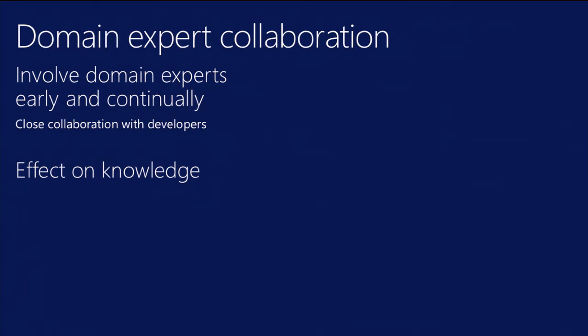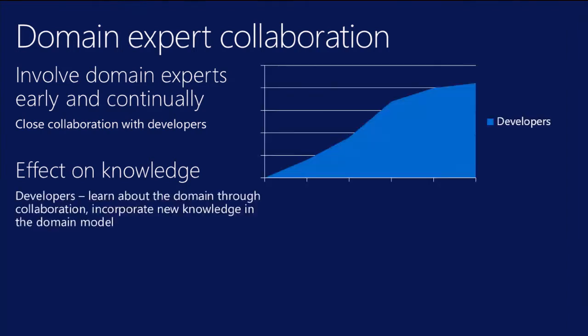So what happens when you do domain expert collaboration? Well, if you involve domain experts early and throughout the project, you put the domain experts together with the developers and let them talk to each other. That has a very positive effect on the knowledge. I showed you the knowledge graph before. What happens is that developers learn about the domain. When they talk to the domain experts, they get new knowledge, and they can incorporate that into the domain model, and in that way create a better model that better represents the domain.